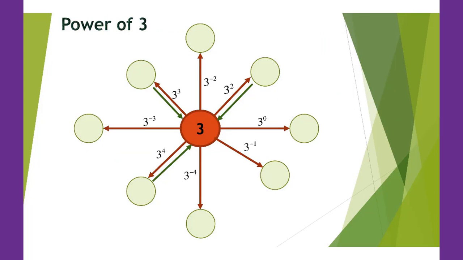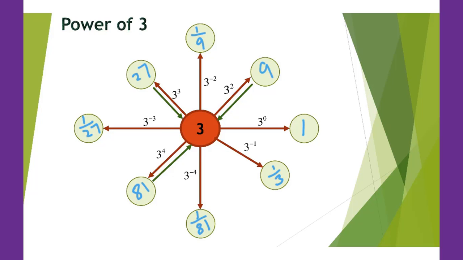Let's do power of 3. 3 to the 0 power, that's 1. 3 squared is 9. Then 3 to the negative second power will be 1 over 9. 3 to the third power is 27. 3 to the negative third power will be 1 over 27. 3 to the fourth power is 81. 3 to the negative fourth power is 1 over 81. 3 to the negative first power will be 1 over 3.